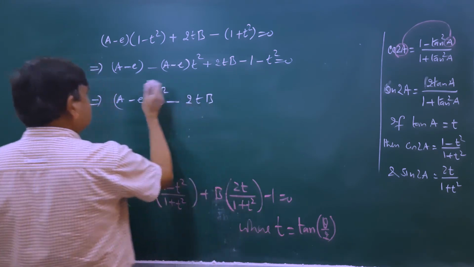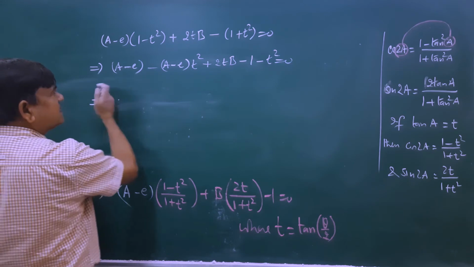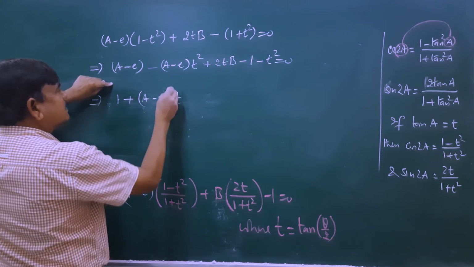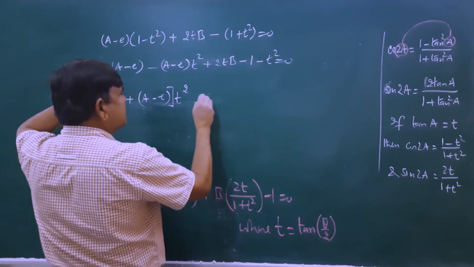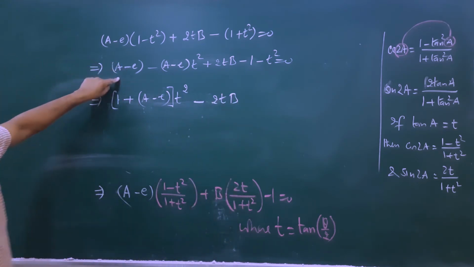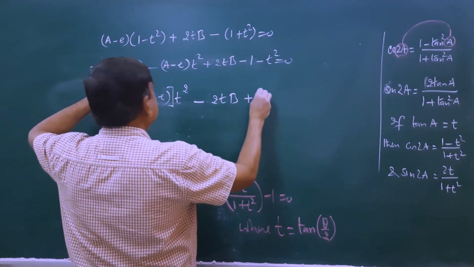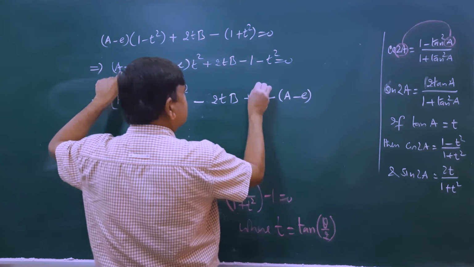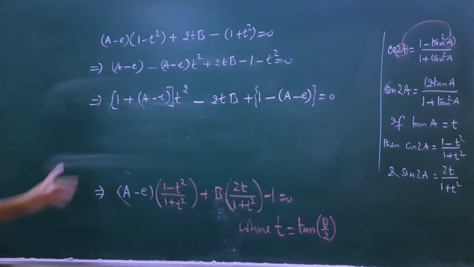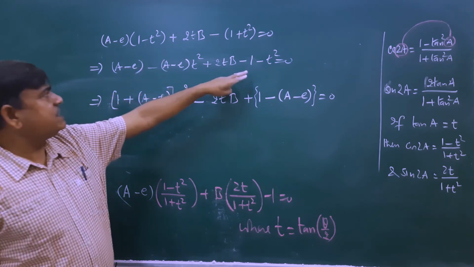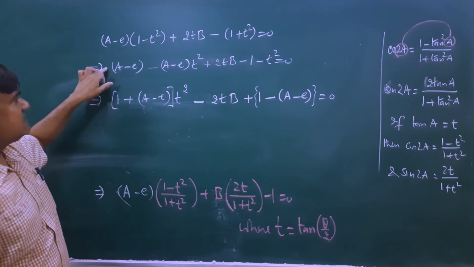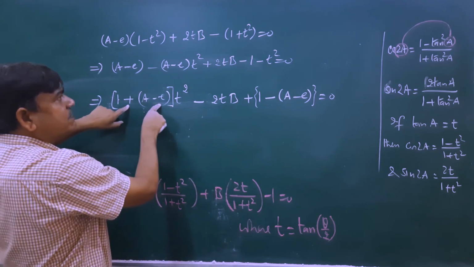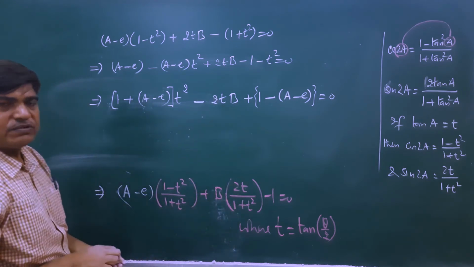This is minus plus. So one more part. This is 1 plus a minus e into t square. Yes. Minus 2tb, change the sign. Then this is 1 minus a minus e. You just multiply the whole by negative sign. So this is minus, this is plus, and it is plus 1. Okay, fine.